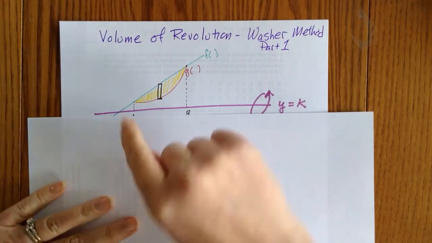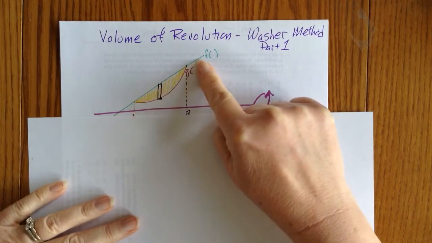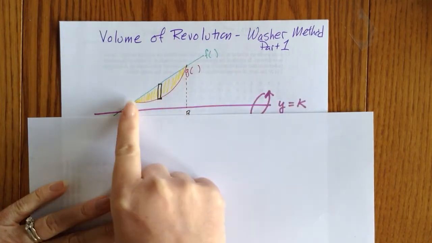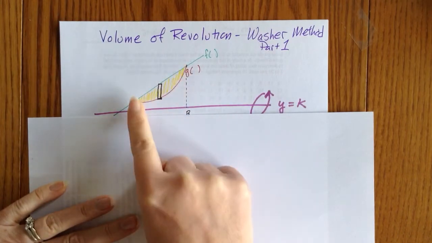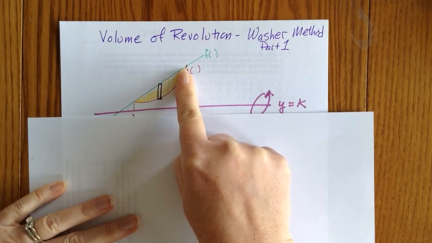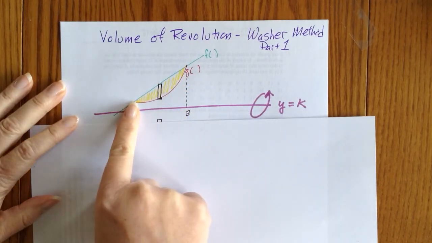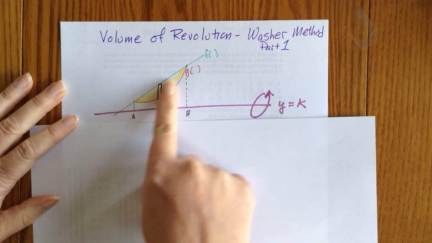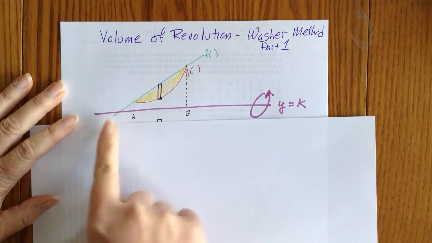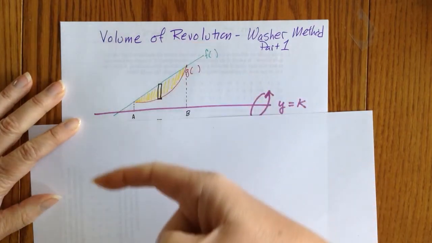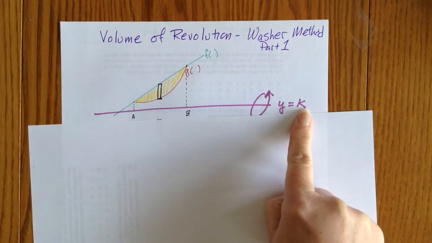Alright, here's what we have. This is the curve F. Now, I haven't even put the variable in here, but this is F. Here is G. F and G are forming an area, a bounded region. They are intersecting at A and at B. Now, we're going to take this region right here and we are going to revolve it about an axis of revolution, y equals something, K.